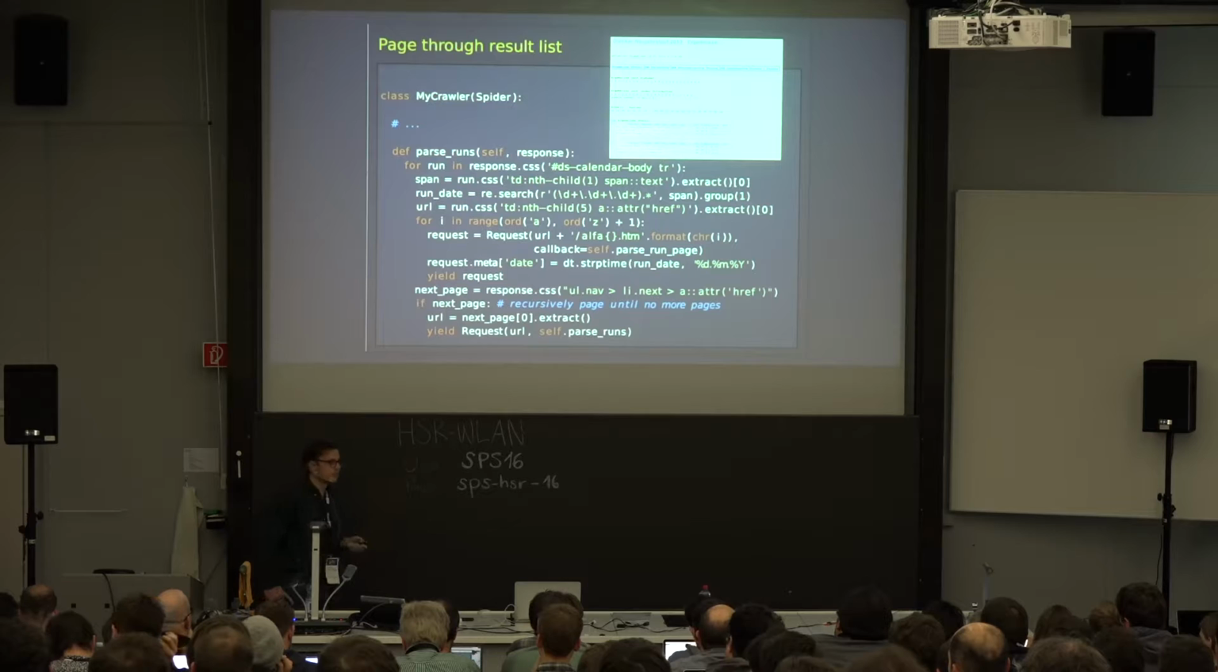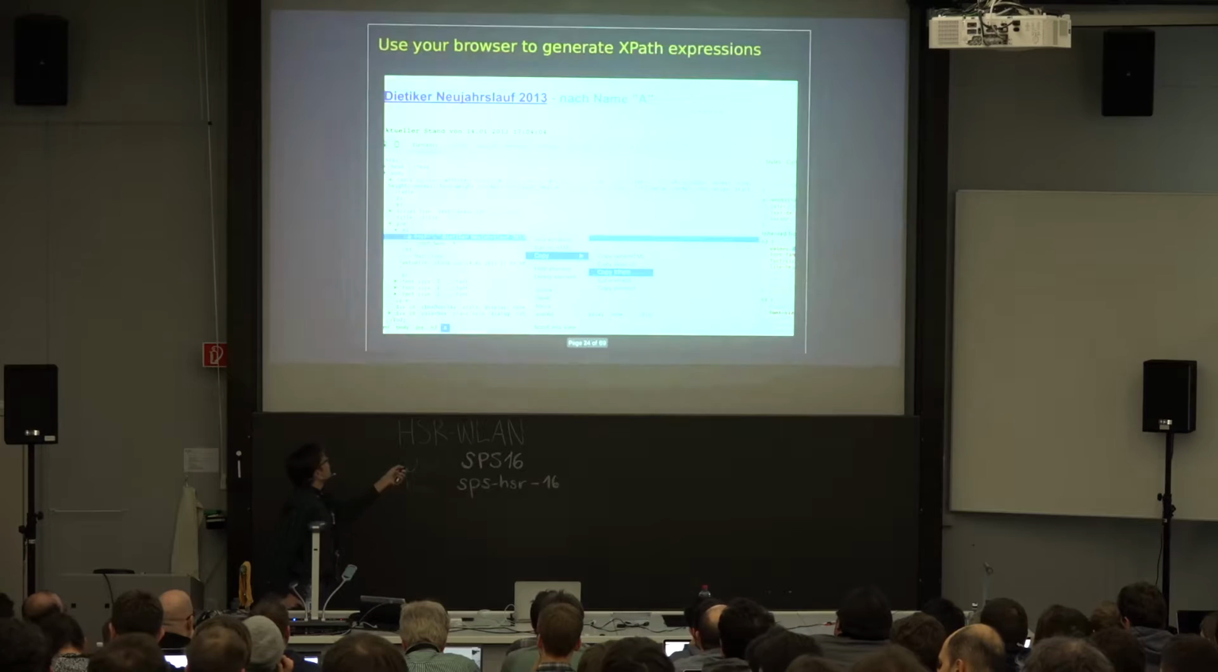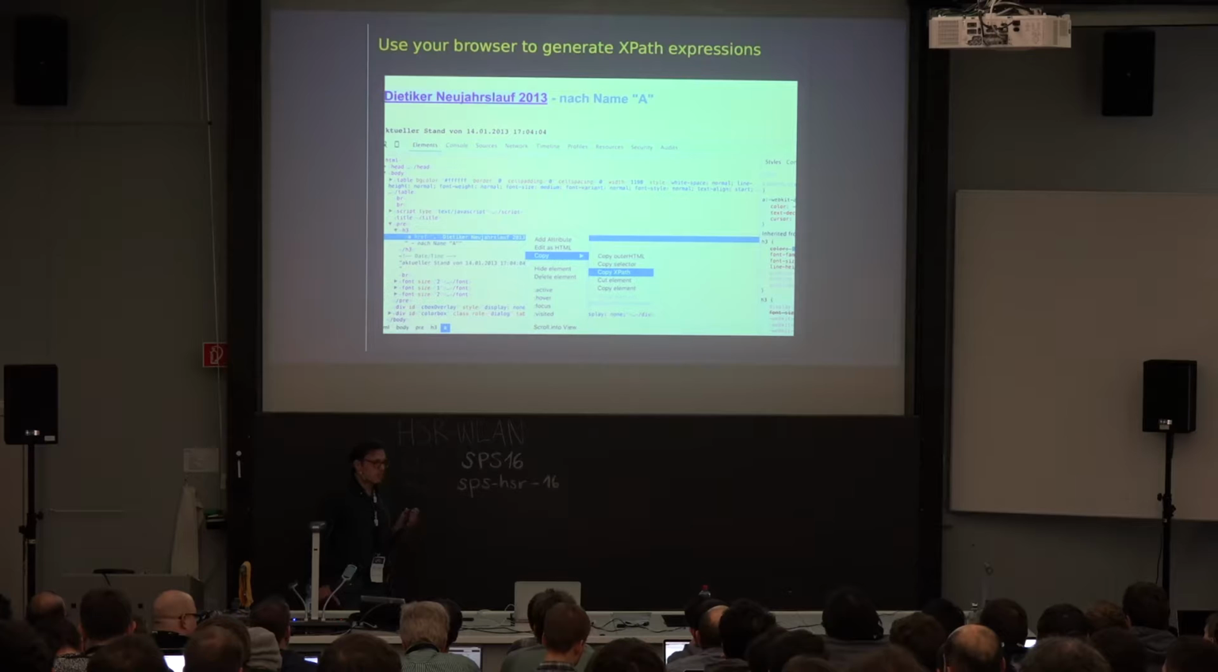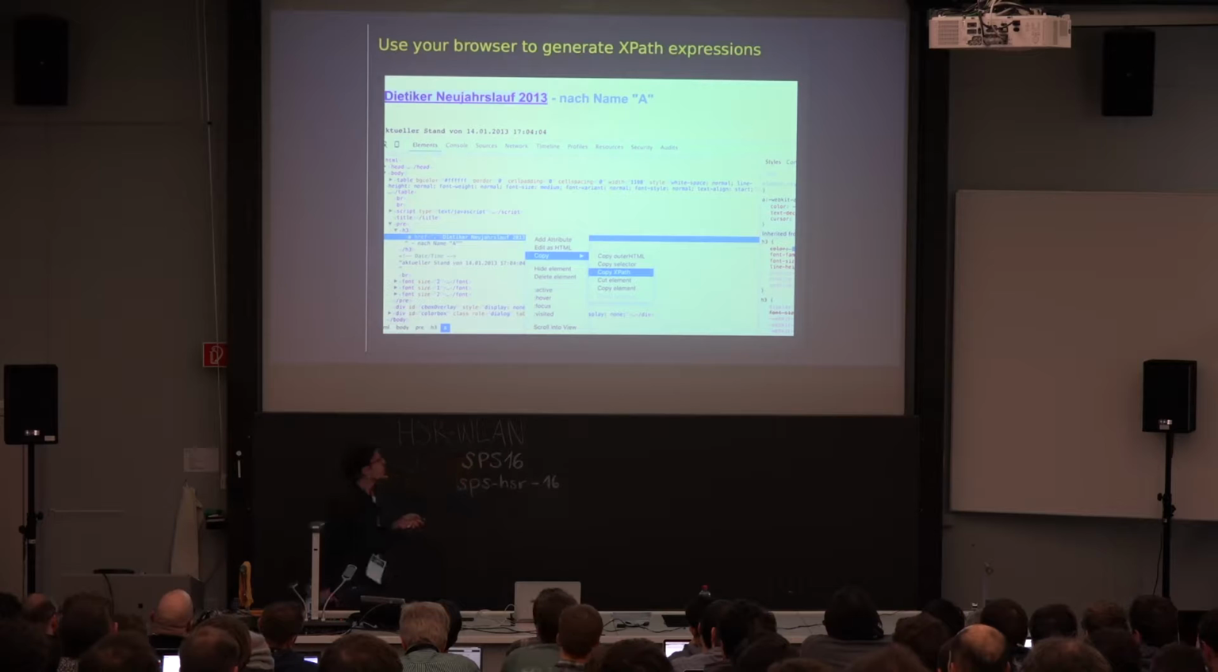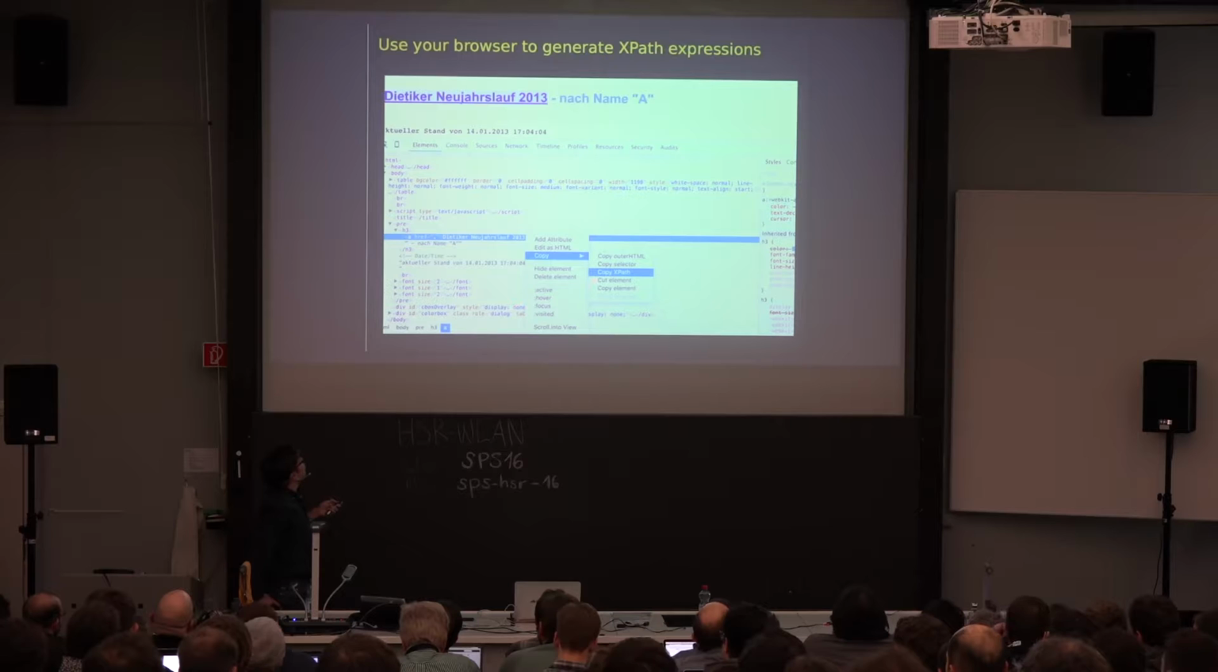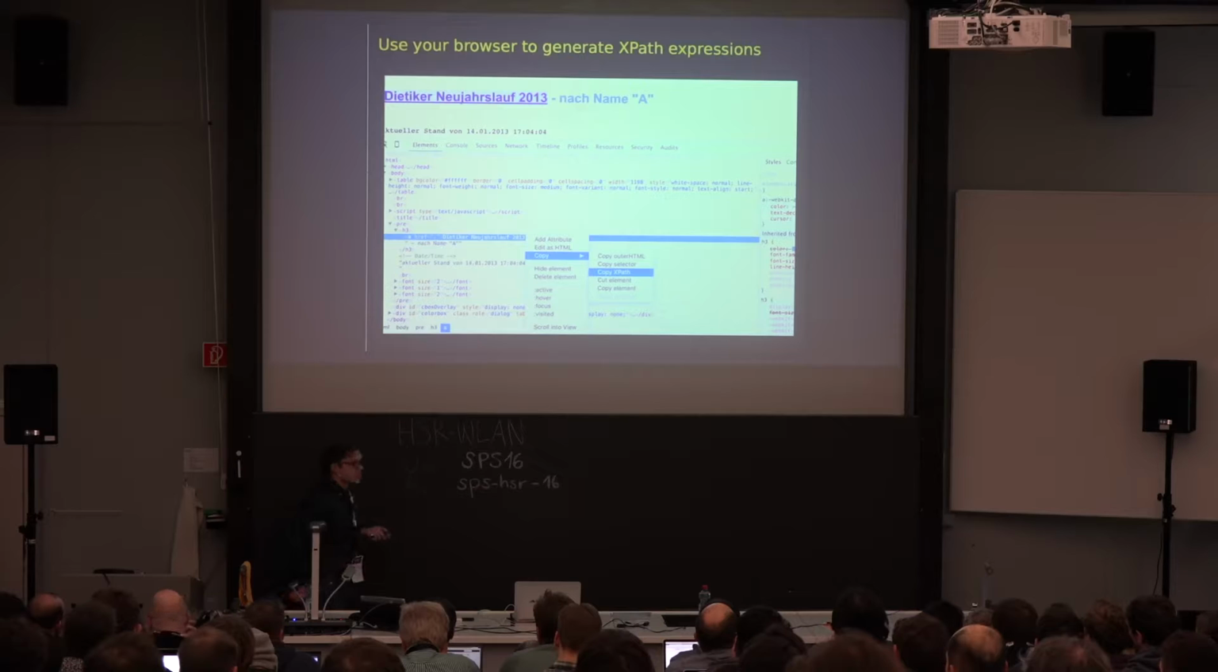Okay, now I have parsed all this. Actually, I only have the result lists, requested the result lists. I will now show how we can parse the actual running results. But first, another example of how to use the DevTools here in Chrome. If you need an XPath expression, you surely know how to do this. You can just select the node in the DOM and say copy XPath, and you have the XPath expression.